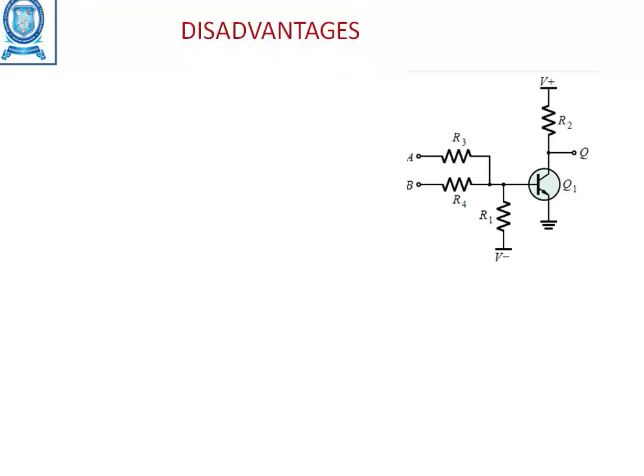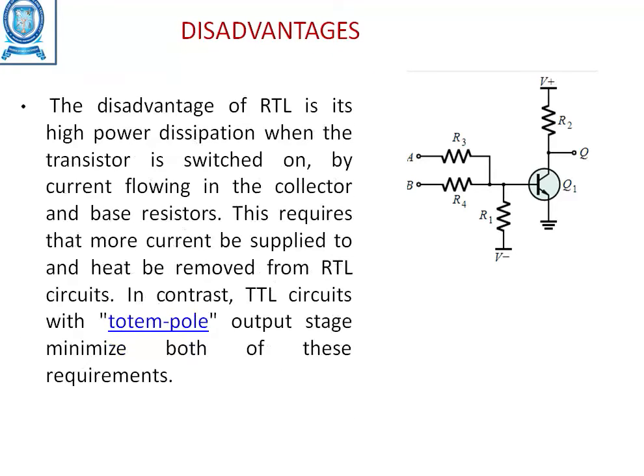What are the disadvantages of the RTL? The disadvantage of the RTL is high power dissipation when the transistor is switched on by current flow in the collector and base resistors. This requires more current to be supplied and heat to be removed from the RTL circuit, in contrast to TTL circuits with the totem pole output stage, which minimize this requirement.